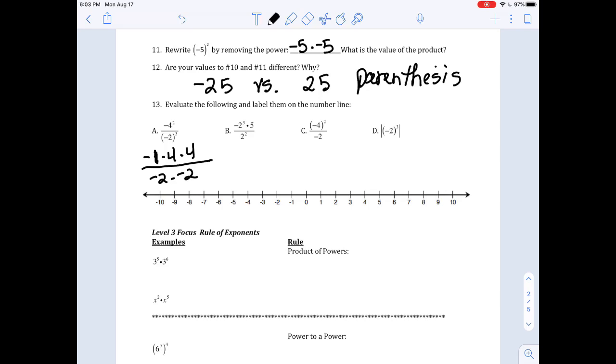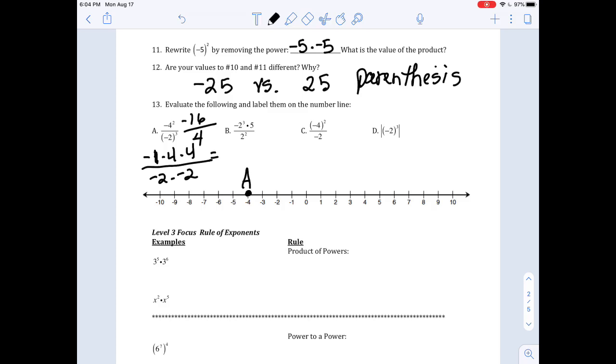And you can utilize your calculator to help you, or you can try to do some mental math and see if you can figure it out without your calculator. So the numerator there would be -16. The denominator would be 4, and -16 divided by 4 is -4. And so we would put a dot there, and we would indicate that that is the location of A.